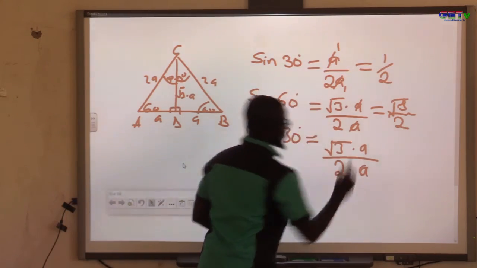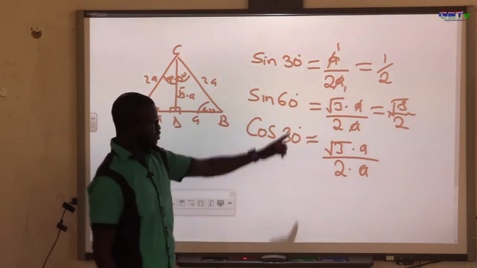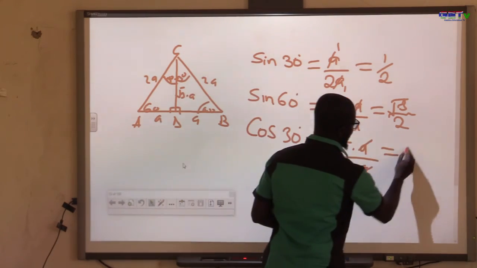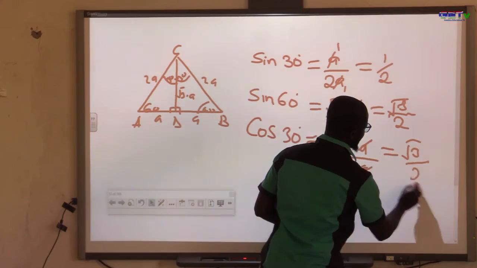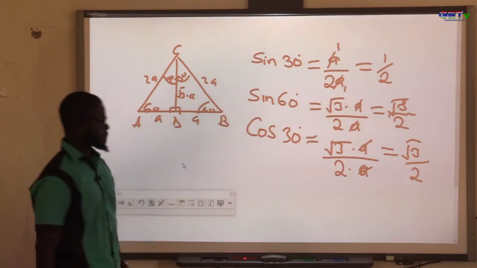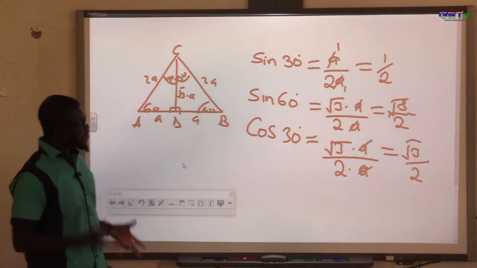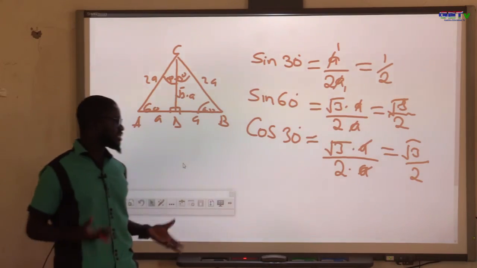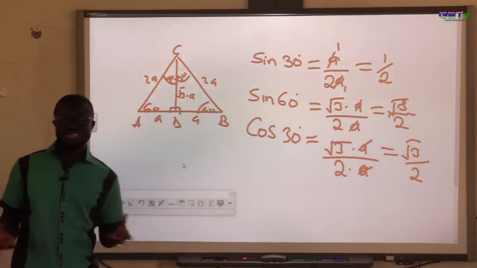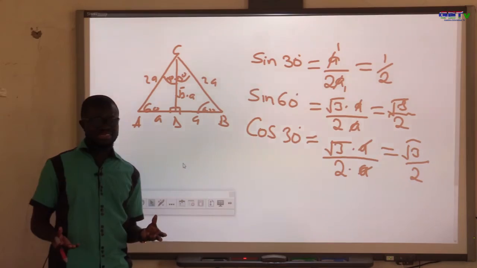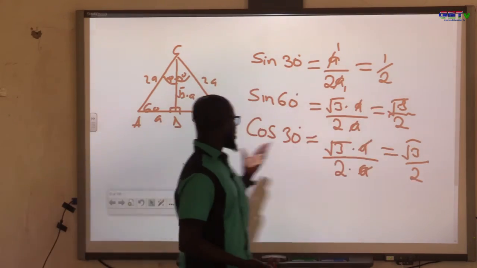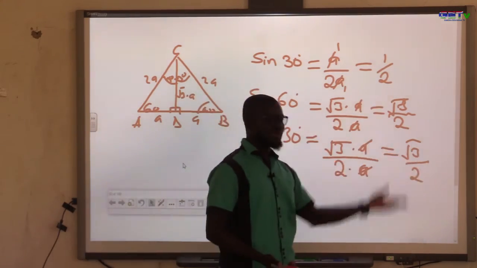2A. So since they have something in common, A will cancel A, and this is equals to √3 all over 2. So by comparing something here, I want us to look at the value of sine 60 and cos 30. What can you say about the two? I have sine 60 equals to √3 over 2, and cos 30 equals to √3 over 2.